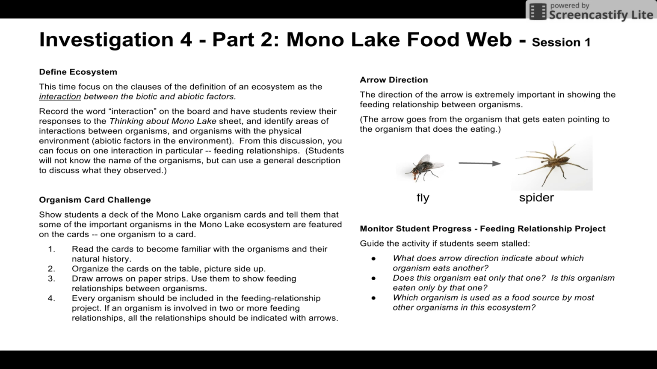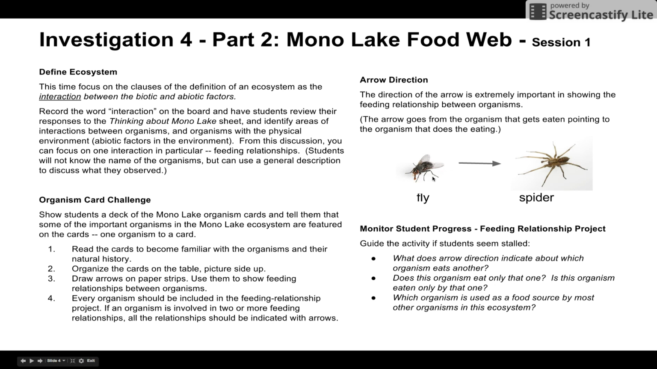It is very important to help students understand the importance of the direction that the arrow is pointing in. The direction of the arrow is extremely important in showing the feeding relationship between organisms. The arrow goes from the organism that gets eaten, pointing to the organism that does the eating.